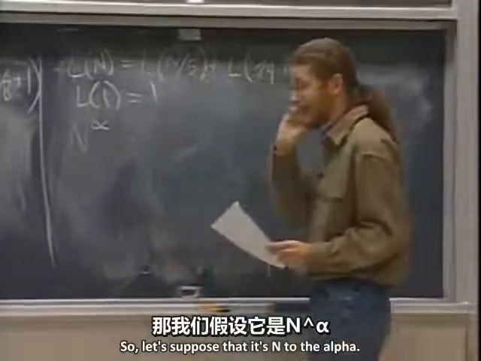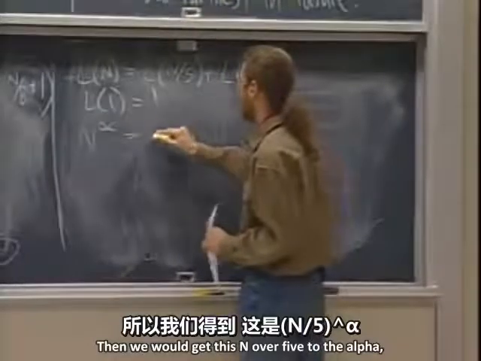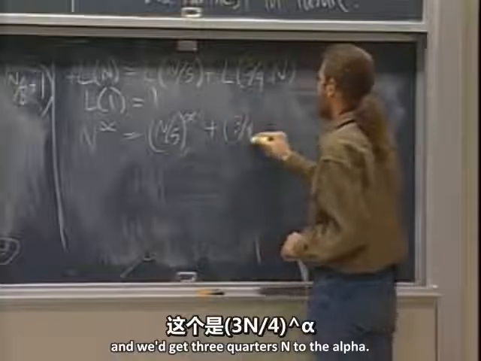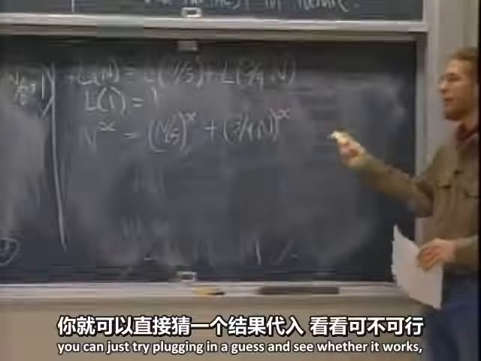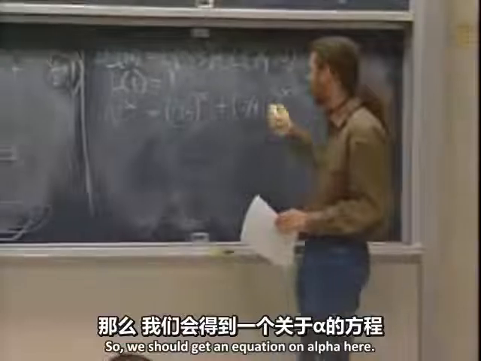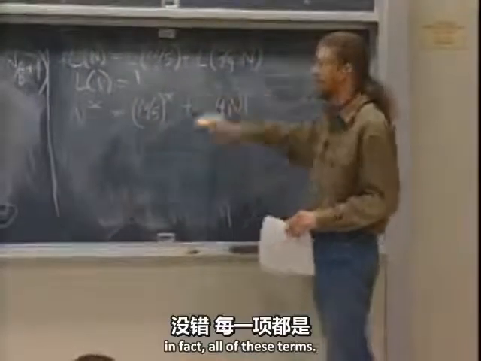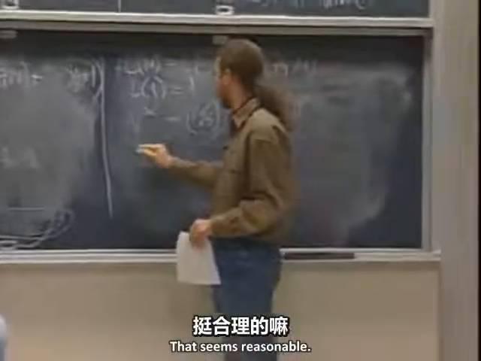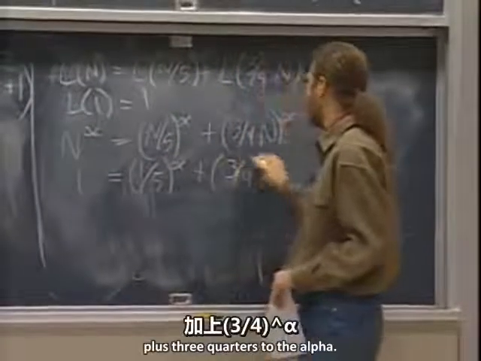So let's just suppose that it's n to the alpha. Then we would get n over 5 to the alpha, and we'd get 3/4 n to the alpha. When you have a nice recurrence like this, you can just try plugging in a guess and see whether it works. And of course, this will work only depending on alpha. So we should get an equation on alpha here. Everything has an n to the alpha, in fact, all of these terms. So I can divide through by n to the alpha. That's assuming that it's not 0 or something. That seems reasonable. So we have 1 equals 1/5 to the alpha plus 3/4 to the alpha.